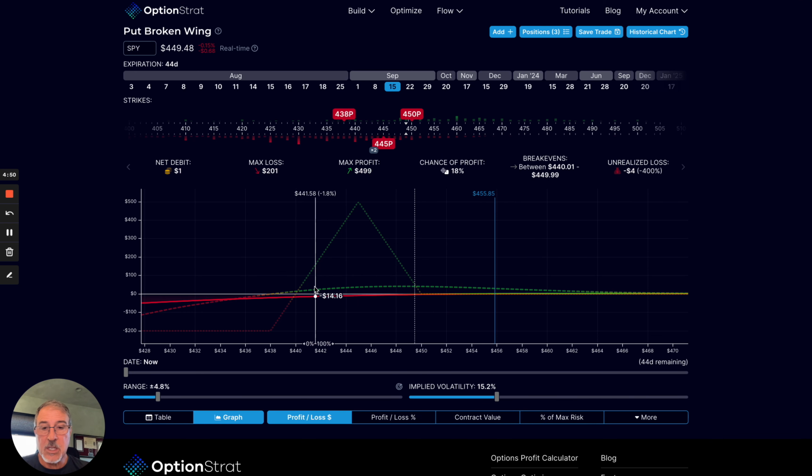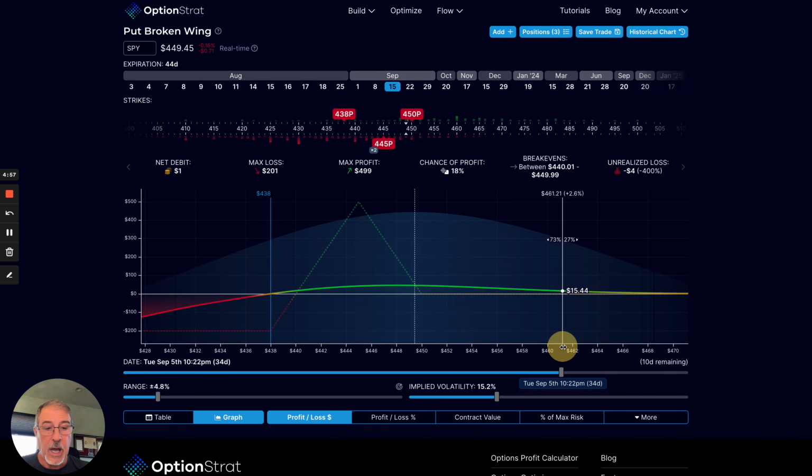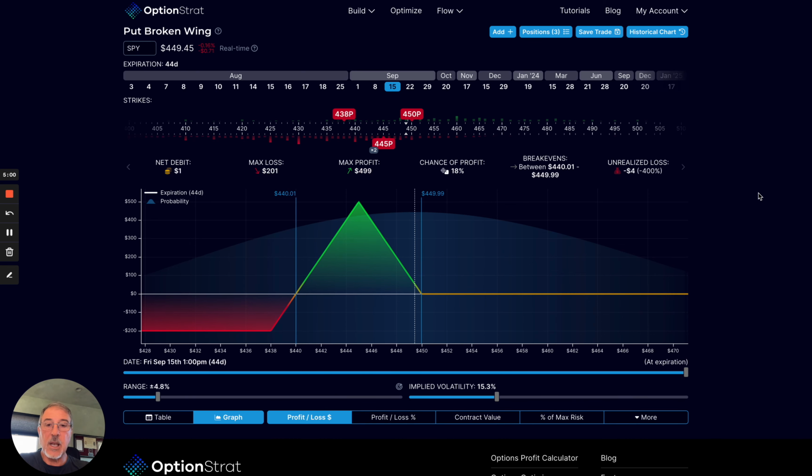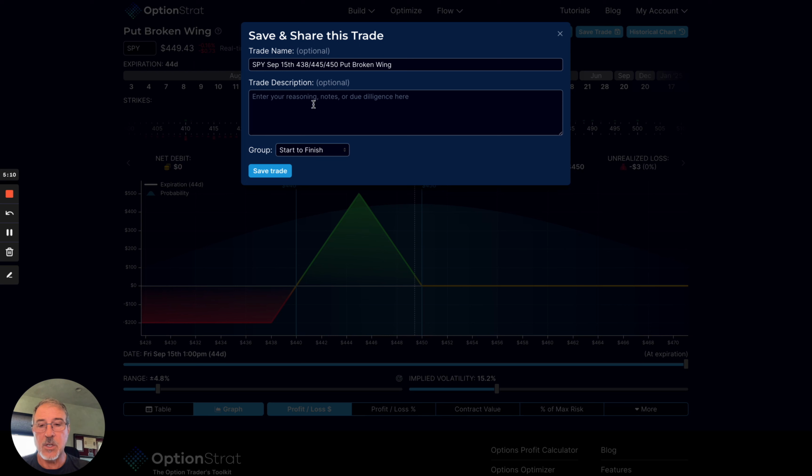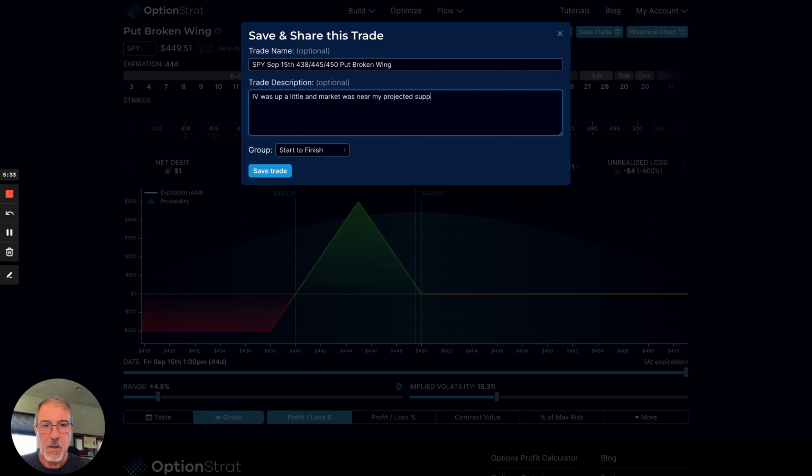But anyhow, if this is a trade that I like, after I model it out here, I'm comfortable with the way it looks. And again, this is a trade that I personally like to make on a regular basis. I'm going to go ahead and save this trade, and I'm going to put it in our start to finish series. I can put a little note in here about my premise. IV was up a little and market was near my projected support. We'll call it 445.